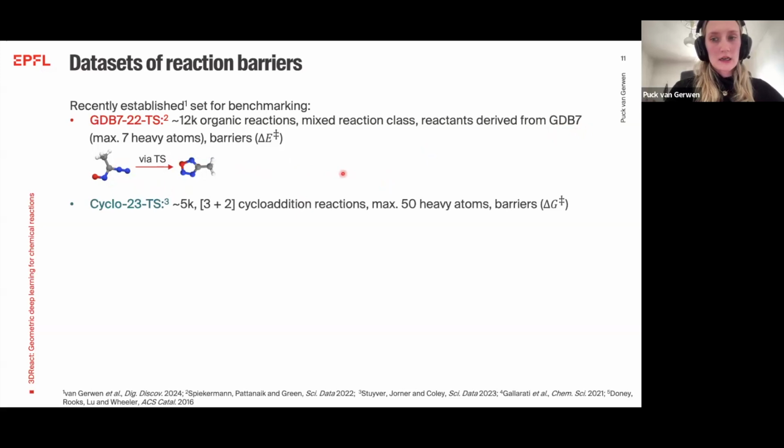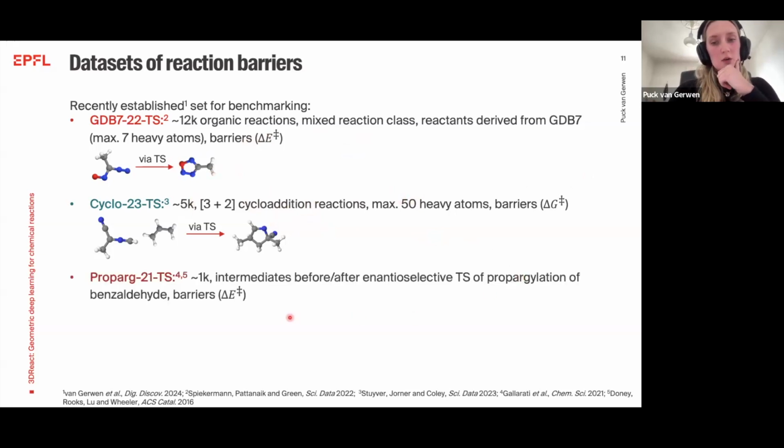And then another data set that is interesting is a little bit smaller, and it's a fixed reaction class. So they're all the same type of transformation. And these molecules are a little bit larger, so they have up to 50 heavy atoms. So this is already going to be quite a different data set from the first one, mostly because in the first case you have mixed reaction classes, and in the second case you have a single reaction class. I will show you how that affects things, and then of course the size is different as well.